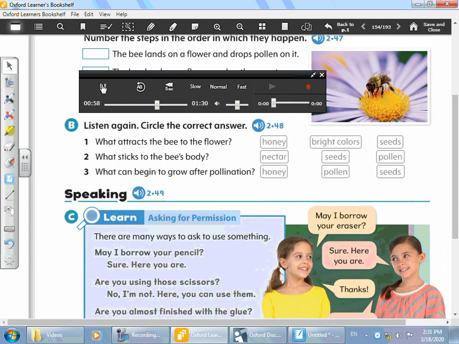Finally, the bee flies to another flower, often in the same area. As it lands, some of the pollen from the first flower drops onto the second flower. In this way, the bee pollinates the flower, and seeds and fruit can begin to grow. There are other insects that pollinate flowers, but the bee is the most important one. The next time you see a bee buzzing around a flower, remember that it's doing a very important job.